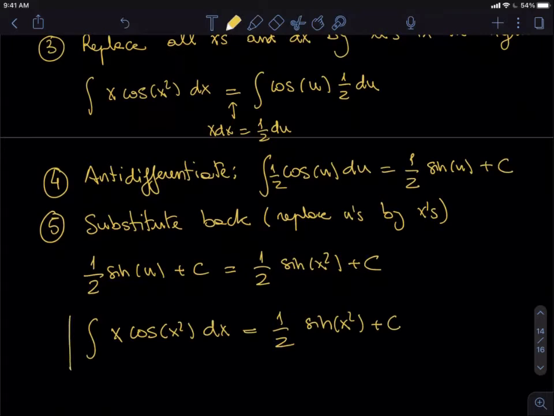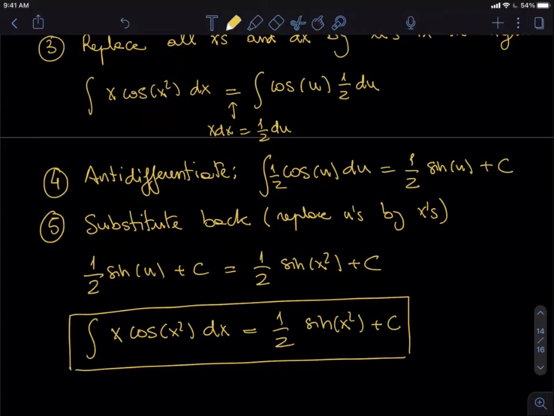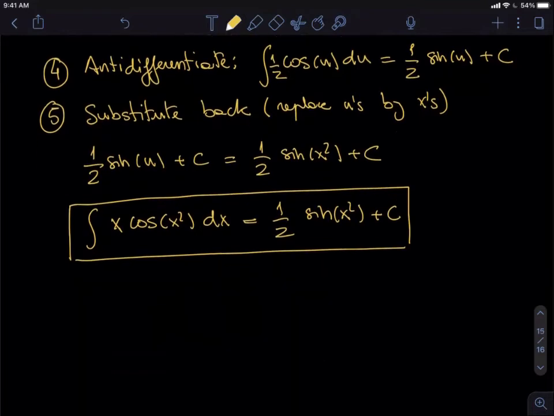But you saw the different steps here. It is very important to substitute back. I see in every test that people forget to substitute back. That's the same as filling out a form and forgetting to submit it. It will not count. So make sure to substitute back.